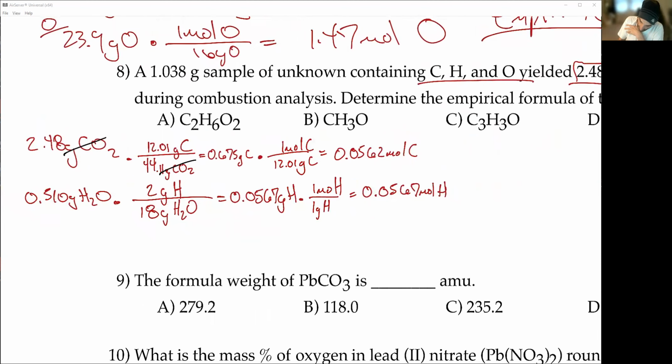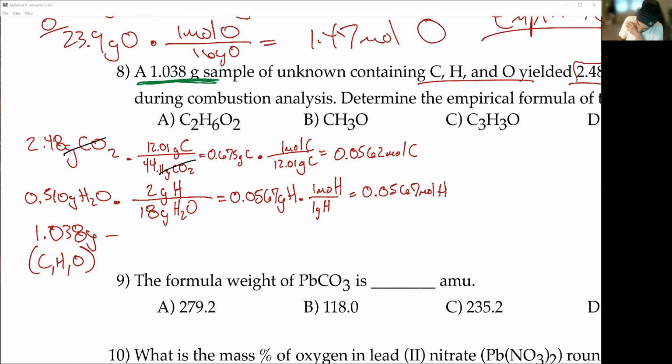And then finally, the last little bit, and this is the hardest part of it, that 1.038 is the entire sample. So the 1.038 grams is going to contain the carbon, the hydrogen, and the oxygen.